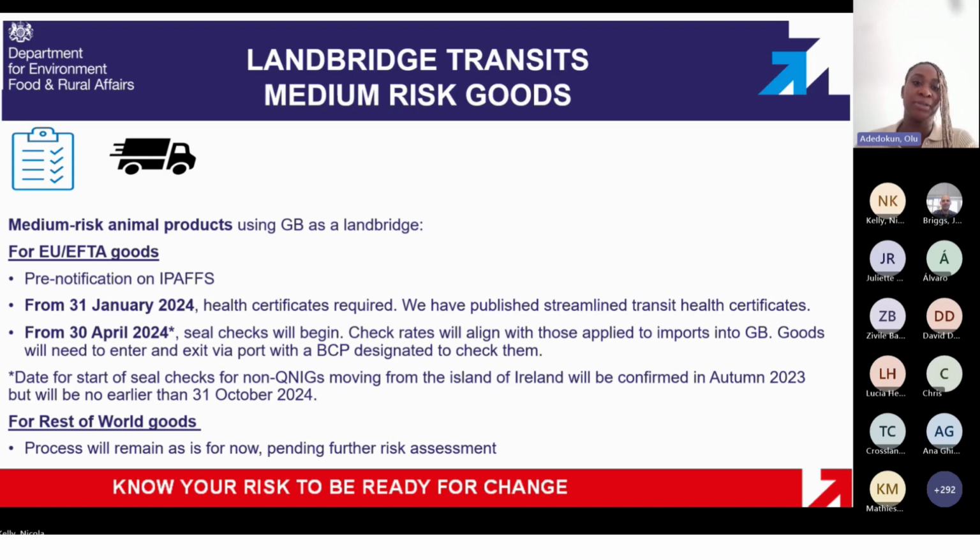The date for the start of seal checks for non-UK goods moving from the island of Ireland will be confirmed in autumn 2023, but will be no earlier than 31st of October 2024. For rest of world goods, the process will remain as now, but this is pending further risk assessment.